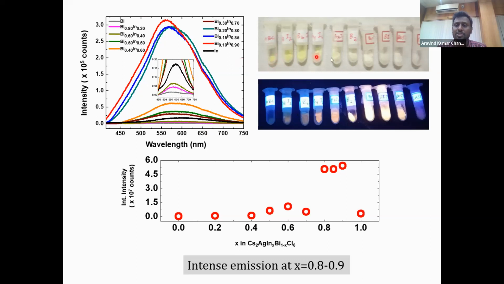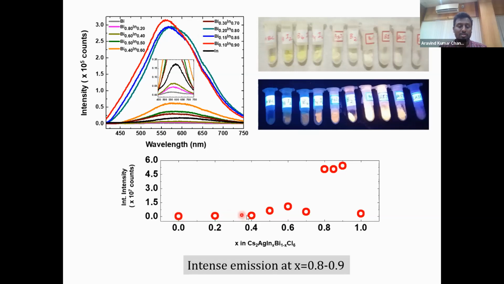And here we're just showing the images in the normal white light. And in the bottom, they are under the blue light. You'll see that the end members, which is the bismuth-based one, and the other end member, which is the indium-based one, look dark. And as I keep adding indium to the system, you see that they're getting brighter and brighter and brighter. And at some point, you'll see that they're damn bright, actually. Here I've also plotted the integrated intensity from the PL spectra.